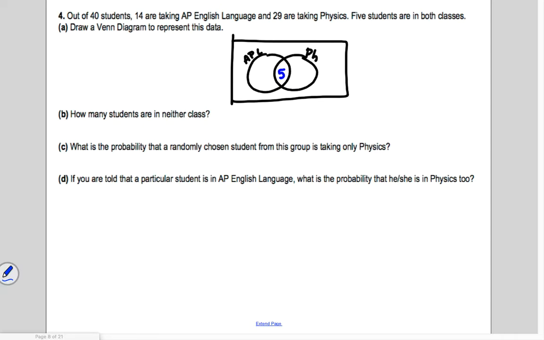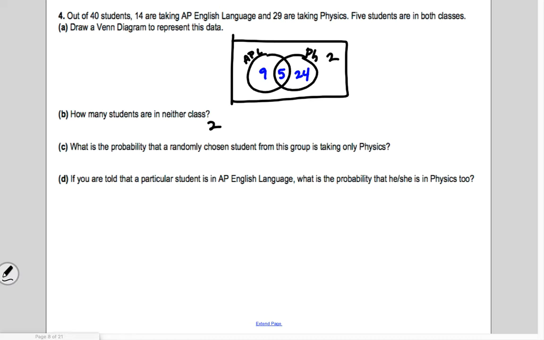14 are taking AP Lang. So that means how many are in AP Lang only and not also in physics? 9. And 29 are taking physics, so I have 24. So how many total do we have right now? We have 14 plus 24 is 38, right? How many are not in either one? 2. So 2 are out here.